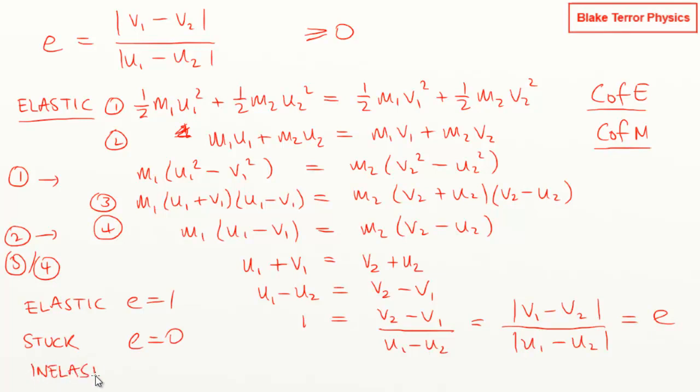Inelastic is going to be anything which is between 0 and 1. We're not going to be able to get more than that going on. Unless energy is put into the system, the objects aren't going to be separating faster than they approach, because otherwise you're conjuring up energy from somewhere. So we're not getting E being greater than 1. So we know that for an inelastic collision, E must be greater than or equal to 0 but less than 1.